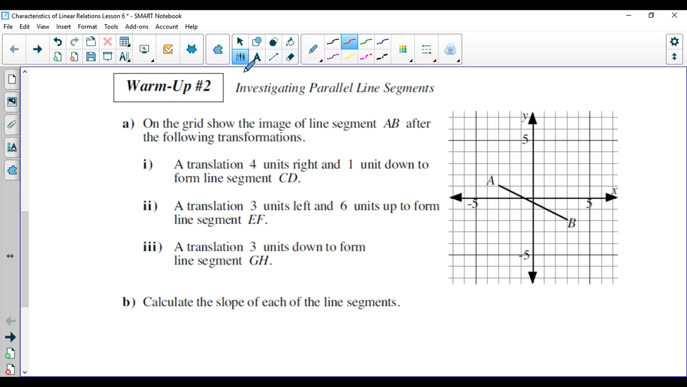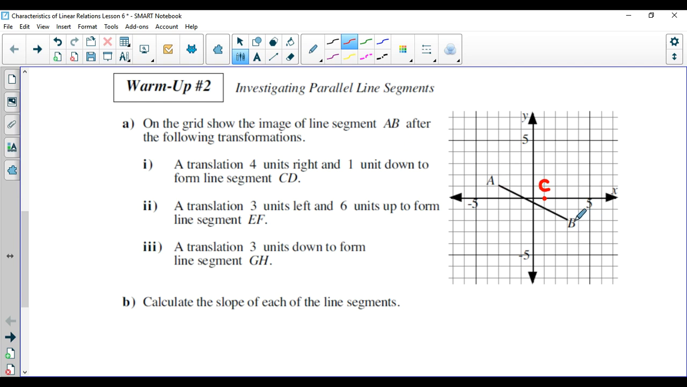Okay, so let's go to my pen here. We're going to go 4 units to the right and 1 unit down. So let's start with the endpoint. We go 1, 2, 3, 4 units to the right, and then 1 unit down. So my point's going to be located right here. We're going to call that point C.